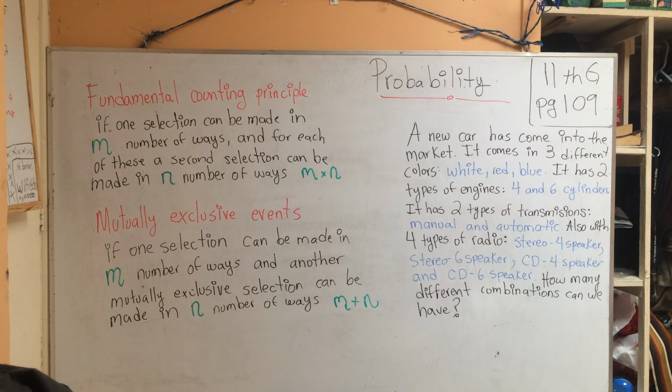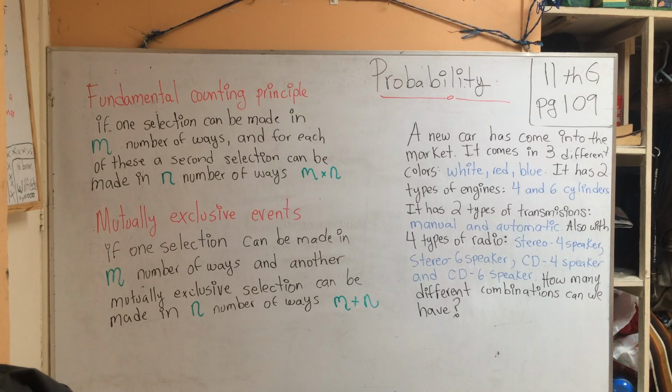Now when we're talking about probability, we're talking about the chances of one event happening. We can express it in percentages, and we can also use specific numbers, like the odds. Odds are how many chances we have to get a specific result. When we're talking about probability, we have two very important definitions: the fundamental counting principle and mutually exclusive events.